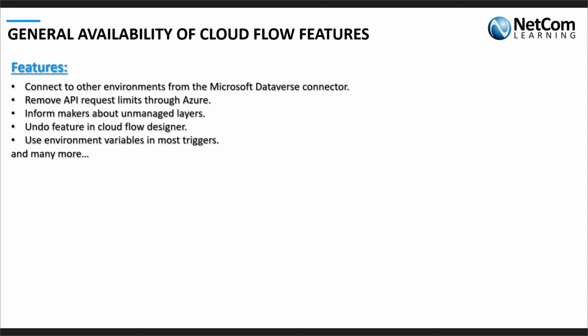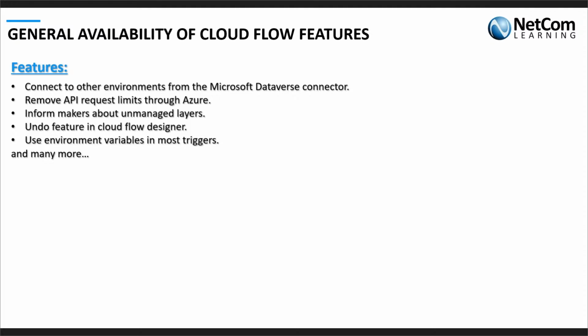Next, you can remove the API request limits through Azure, where there are some limits associated with any API request that you place through Microsoft Azure. Now you could remove those directly from Azure and say, okay, I just want to override the default request limit that's being placed. I do not want that. I know that I'm going to make many more API calls eventually to that connector. So you could remove the API request limits from Azure.